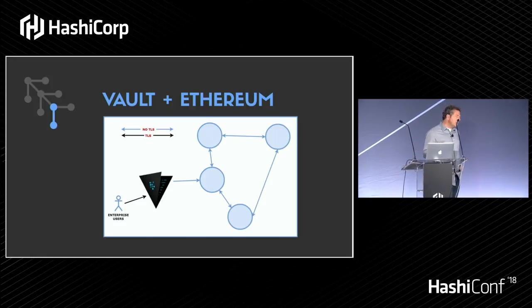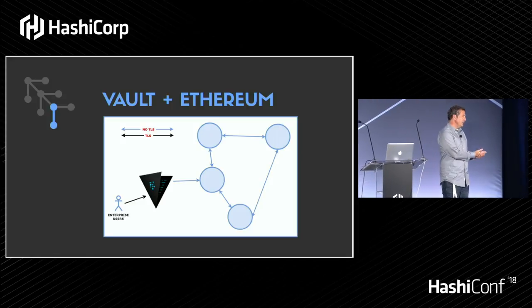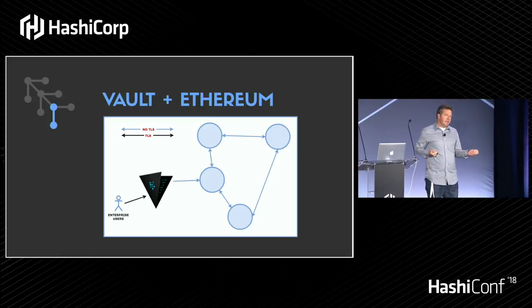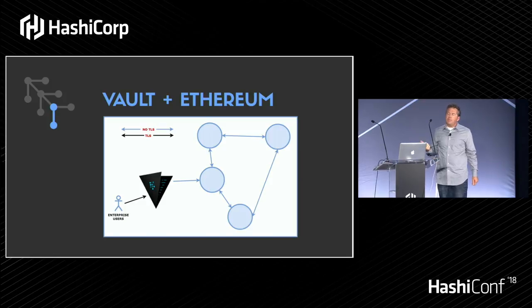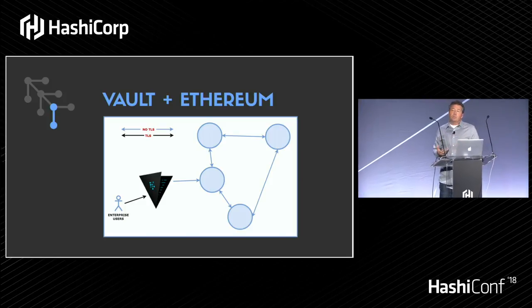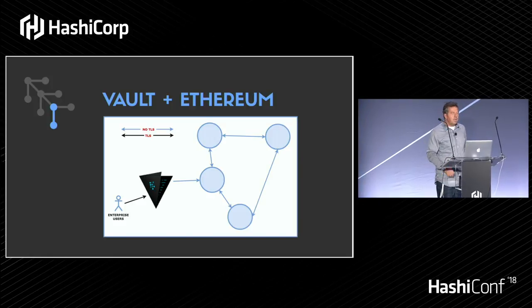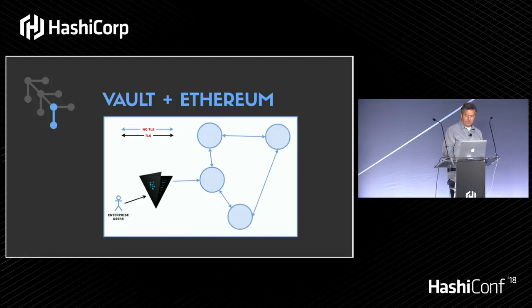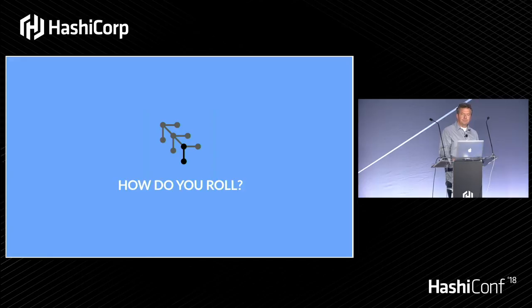Well, you'd have to mint your keys outside of Vault and put them in, then pull them out of Vault again in order to sign transactions, generate public keys and addresses, which contradicts our goal of preventing the exposure of private keys. So I think we need a plugin. And how in the world do we do that?